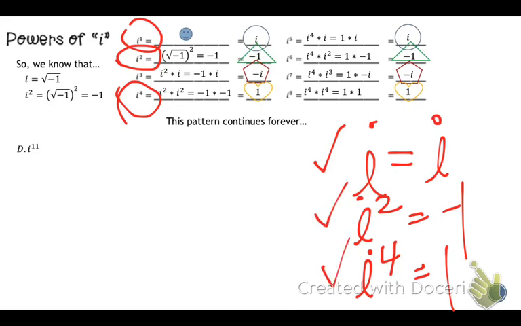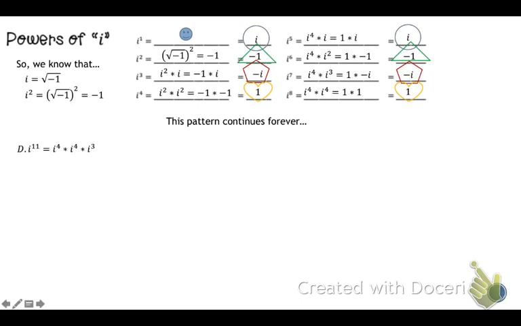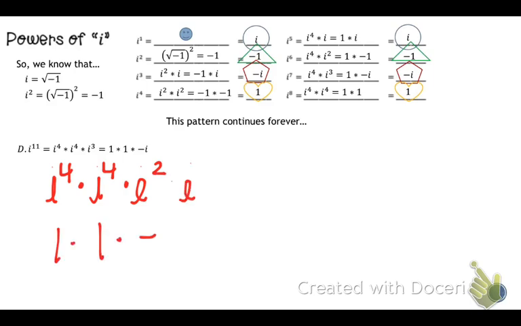Okay? So let's look at I to the 11th. Well, that can be broken up into I to the fourth times I to the fourth times I to the third. Well, I to the fourth is 1, and I to the third power is negative I. You could also break this up into I to the fourth, I to the fourth, I squared, and I. So this is 1 times 1 times negative 1 times I, which is negative I.